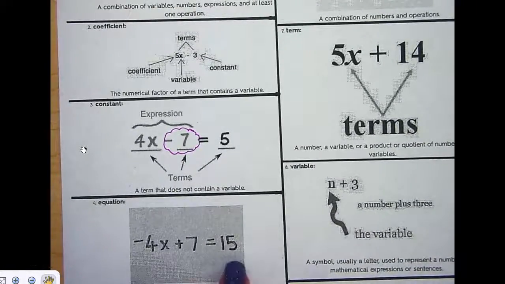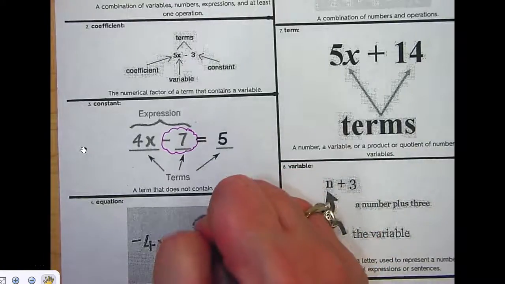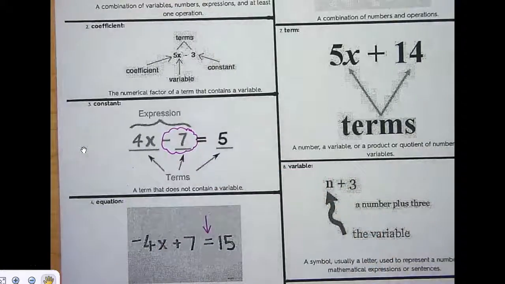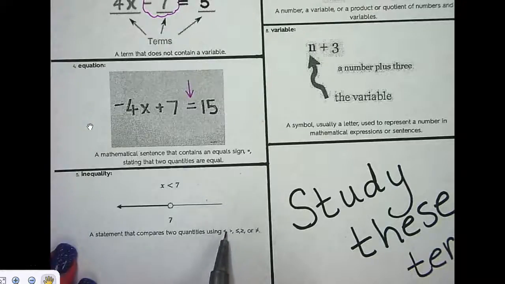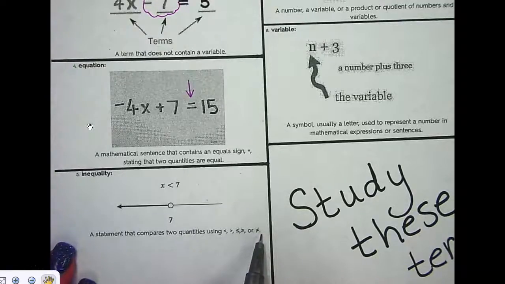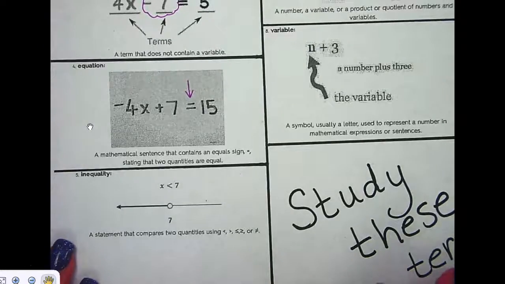Equation. An equation is a mathematical sentence with an, what's the important part of an equation? An equal sign. It has an equal sign. An inequality is a statement that compares two quantities using less than, greater than, equal to, less than or equal to, greater than or equal to, or here's another one, not equal to. An inequality means that it's also not equal to.